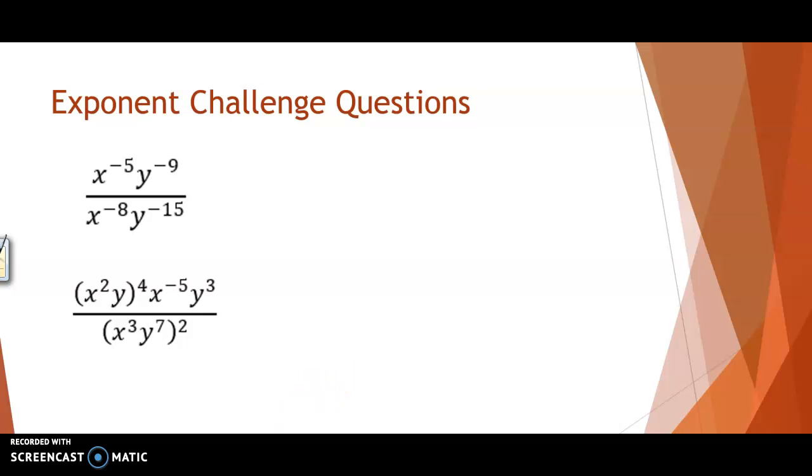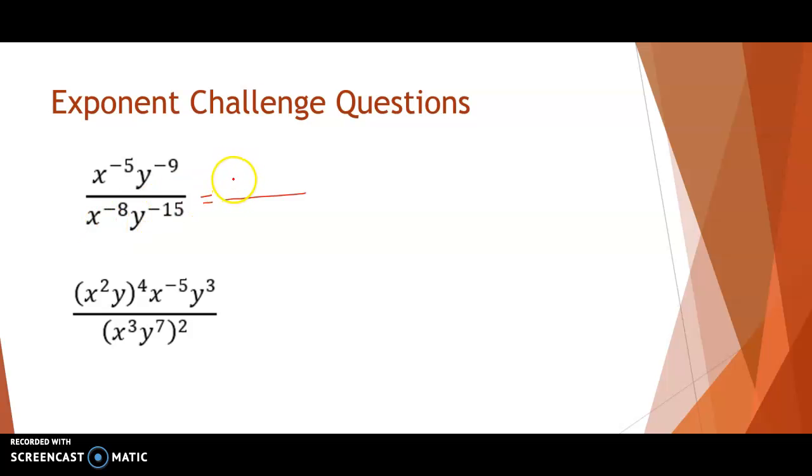Hello, this time we're looking at two exponent challenge questions, and they're challenge questions because they use so many of the rules that we've learned. So in our first challenge question, I noticed that we have all of these negatives, and I know that the negative exponent rule is telling me that each of these is in the wrong part of the fraction. So since every single item has a negative, we literally are going to flip this entire fraction to move everything to the right place.